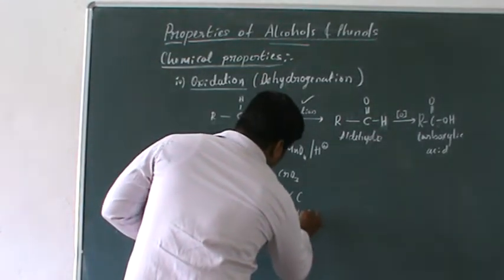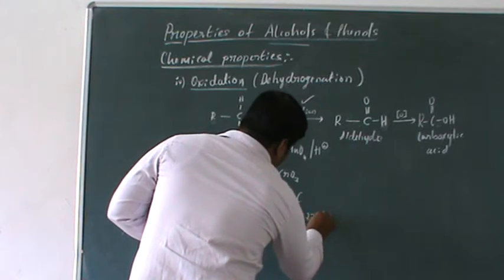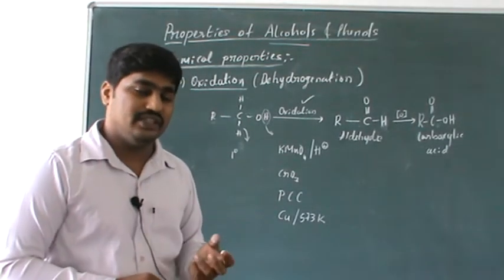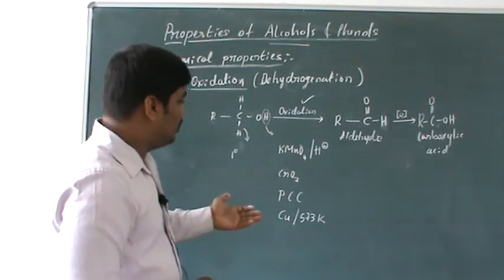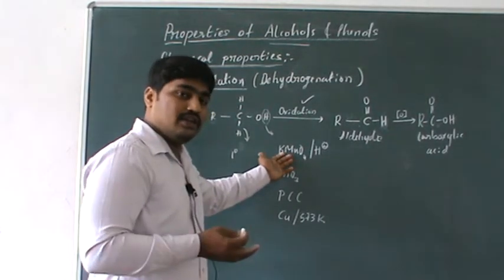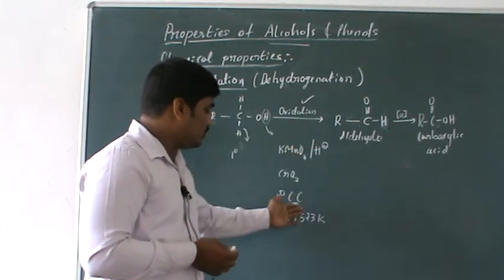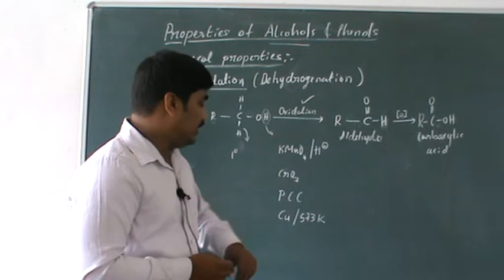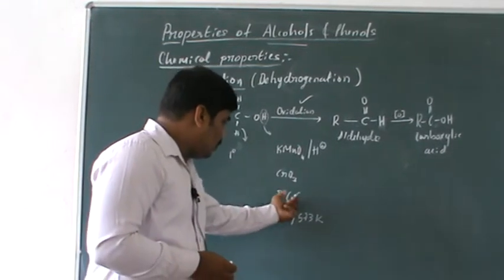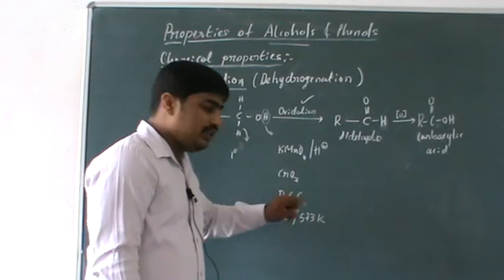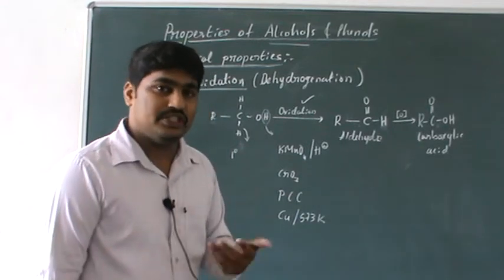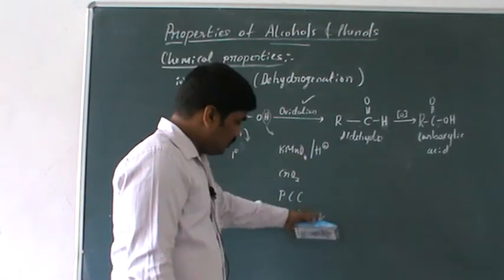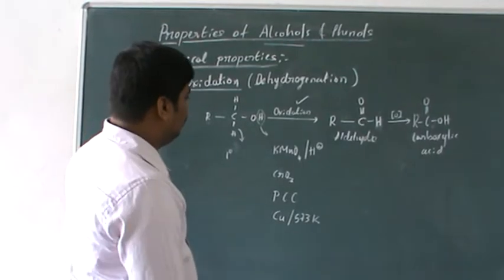Copper metal at more than 573 Kelvin. Other conditions are required. What is the need of that condition? Efficiency. KMnO4 is a more efficient oxidizing agent in acidic media. Copper shows more efficiency at more than 573 Kelvin. And chromic anhydride with pyridinium and HCl shows more efficiency. We use the media and conditions because of the efficiency.